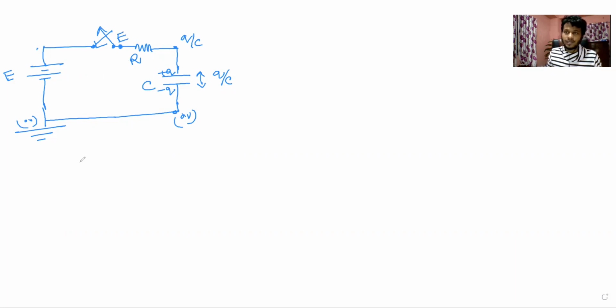Fine. Now if we want to find out what would be the potential across this capacitor at time t, V(t) equals Q by C, isn't it? But we can write it as Q of t, because Q is changing charge. So we can replace this Q(t) with Q naught (1 minus e to the power minus t by RC), isn't it?